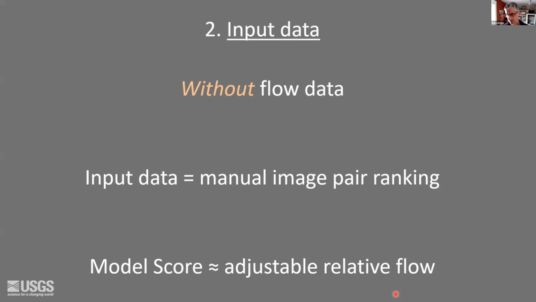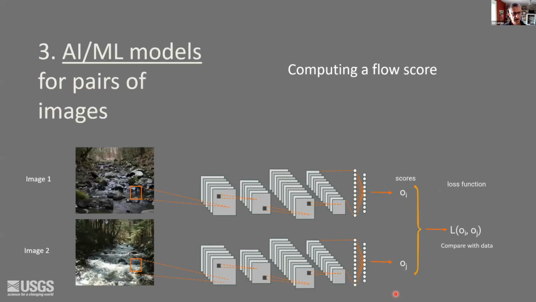So it's not absolute flow, because we don't know that. But it can be adjusted to absolute flow if we have some data on absolute flow. So we're exploring ways of adjusting. And then the third part is the AI ML models.